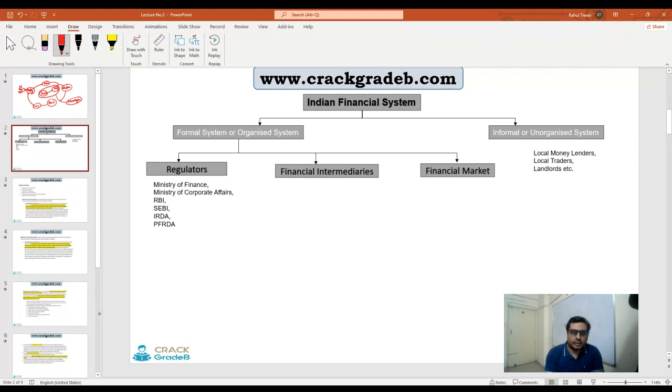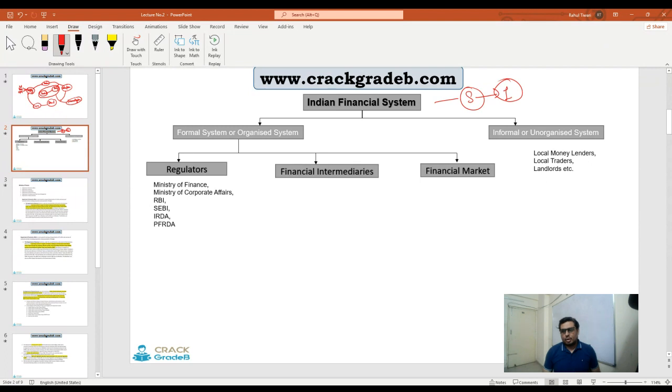In the Indian financial system, first of all, it is divided into two parts. One is the formal system or organized system, and another is the informal system or unorganized system. That is related to what? From savings to investments. From savings to investment, we have a system that is the Indian financial system, and that can be broadly categorized into two parts, formal and informal.